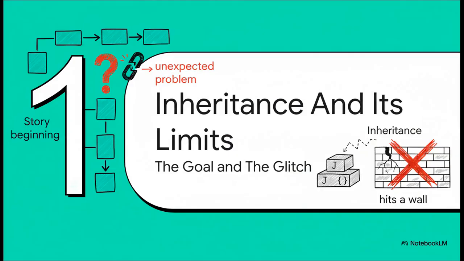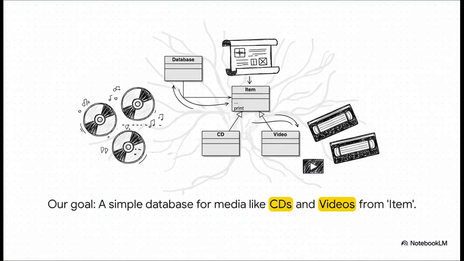All right, so our story starts with a simple goal and, of course, an unexpected glitch. We're going to see how inheritance gets us most of the way there, but also where it kind of hits a wall. Okay, so here's our setup. We have a general class called Item. Just think of it as the main blueprint for anything in our media collection. It's got a title and a comment. Then we get more specific. We've got a CD class and a Video class, and they both inherit from Item, so they're specialized versions of an Item, and they add their own unique details, like an artist for the CD or a director for a video. Seems totally logical, right?